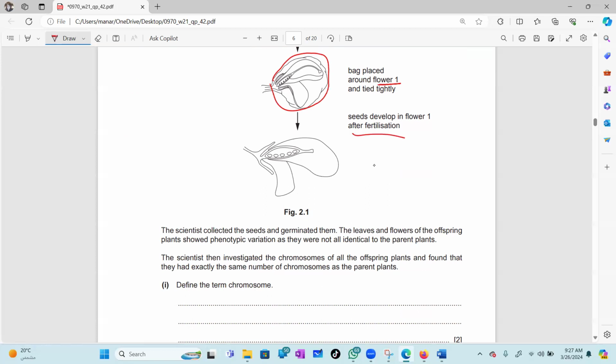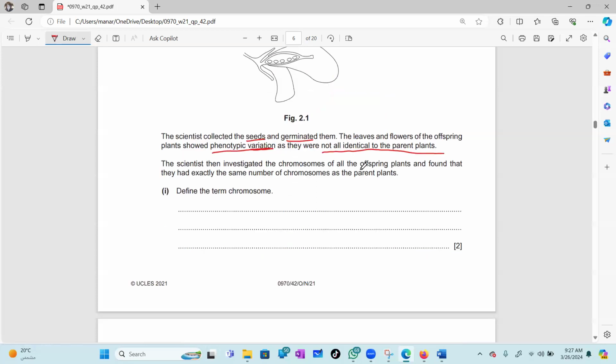The scientists collected the seeds and germinated them. The leaves and flowers of the offspring plants showed phenotypic variation as they were not all identical to the parent plants. The scientists then investigated the chromosomes of all the offspring plants and found that they had exactly the same number of chromosomes as the parent plant. Define the term chromosome.